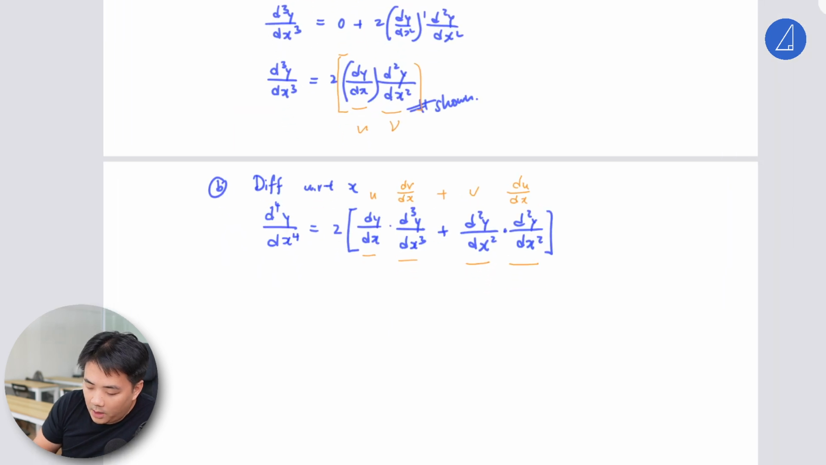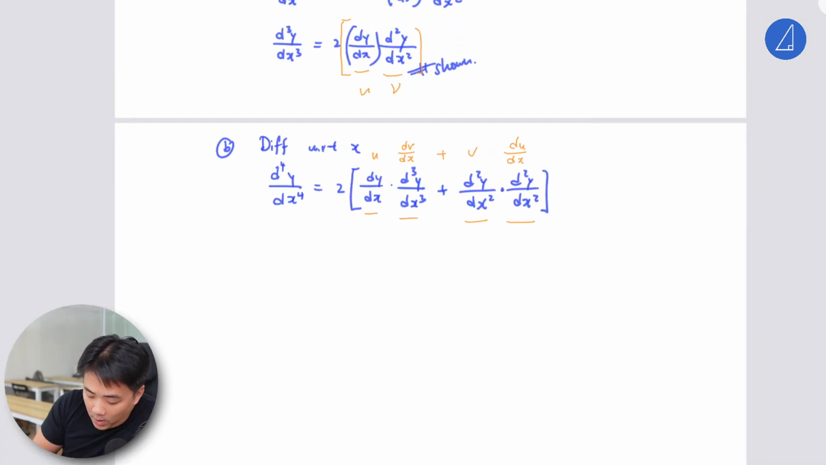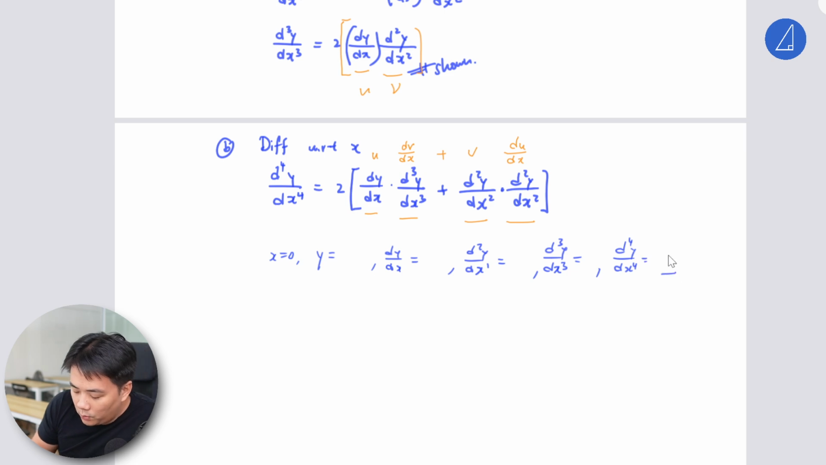So done. Then once we are done with it, we could go and find out the value of y when x is 0. We need y, then we need dy/dx, and we need d^2y/dx^2. Then we need the third order derivative and the fourth order as well. So this is the power 4, d^4y/dx^4. That's it. So just go and hunt for each of them.